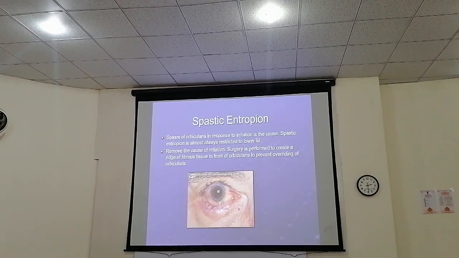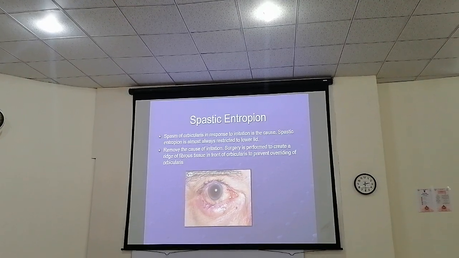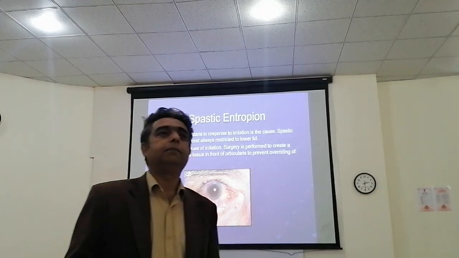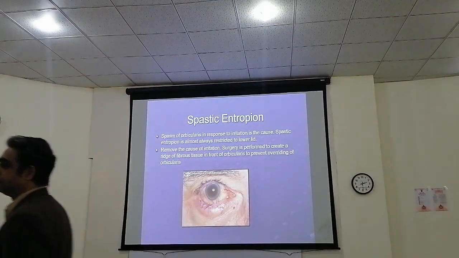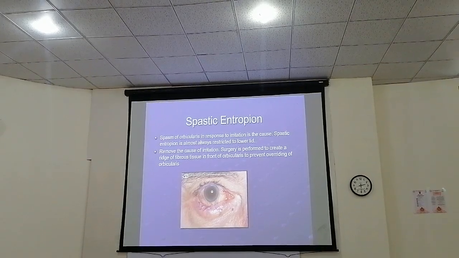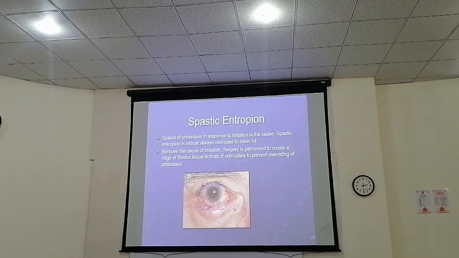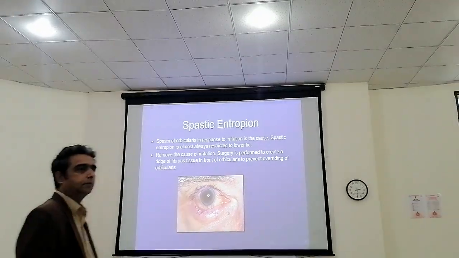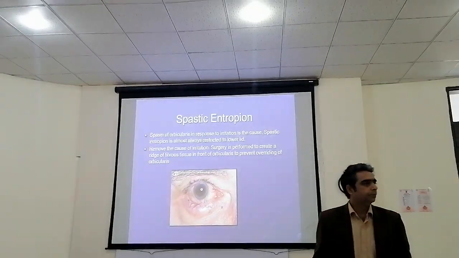Spastic entropion. The name suggests it. The eyelid is supplied by which nerve? Because of shortage of time, I don't want to confuse you. It is supplied by the seventh nerve or the third nerve. Both nerves supply it.